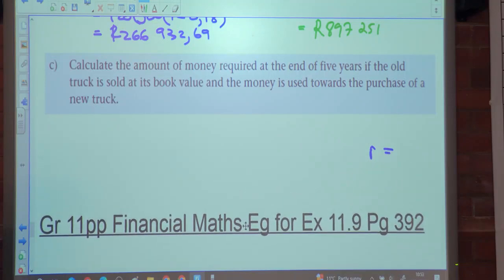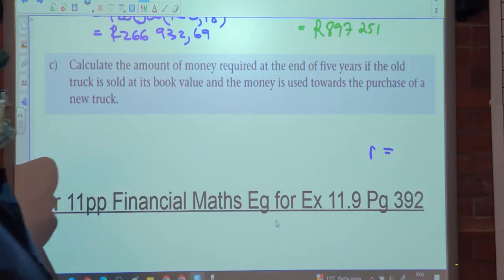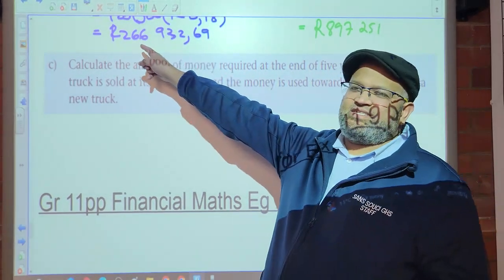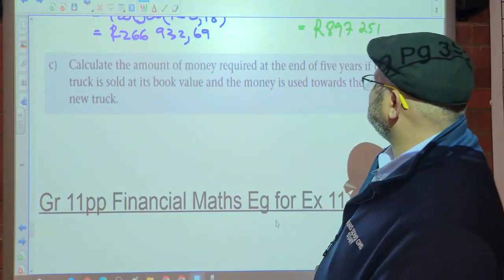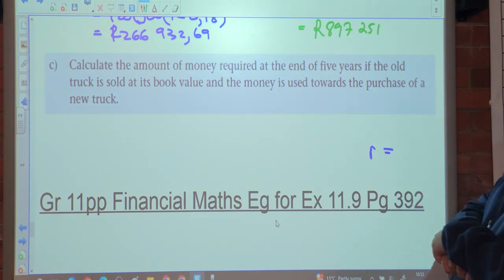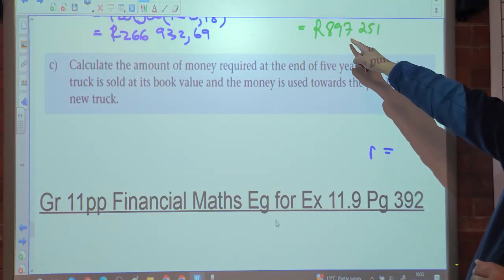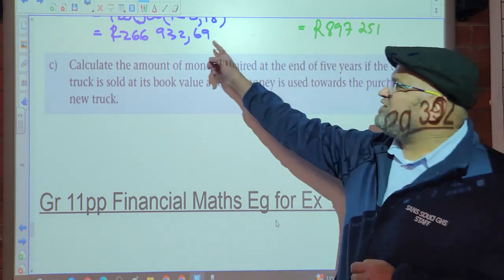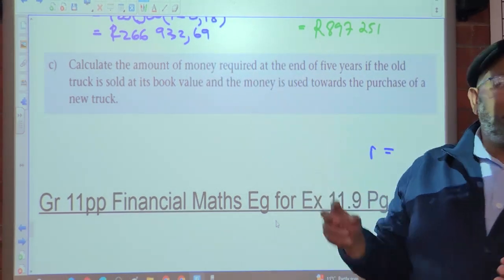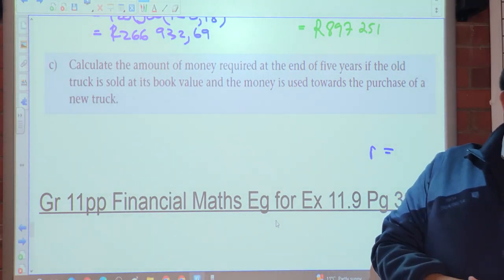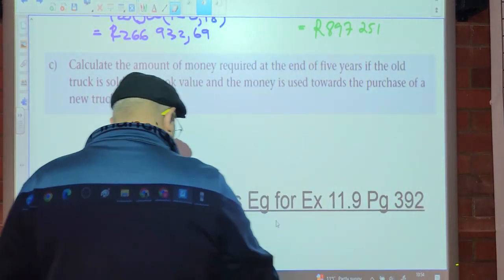People, the next question says, calculate the amount of money required at the end of 5 years if the old truck is sold at its book value. What's the book value of the truck? 266,932.69. If the old truck is sold at its book value and the money is used towards purchase of a new truck, how much will the new truck cost in 5 years' time? 897,251. Which means to say the difference between the two, if I subtract the two, is the amount of money I would need in 5 years' time. You all agree with that? And that's what we call a shortfall.